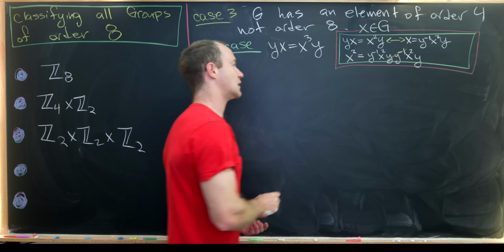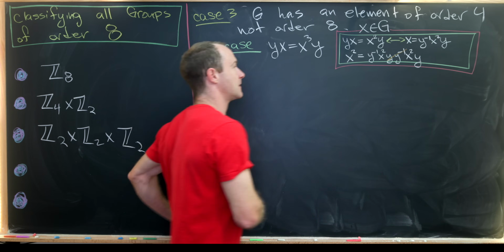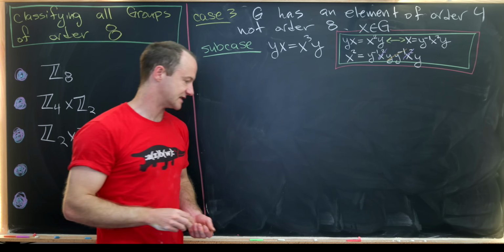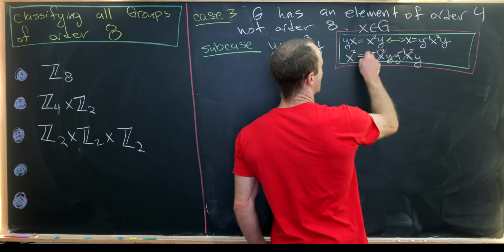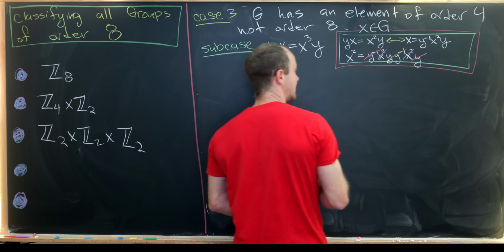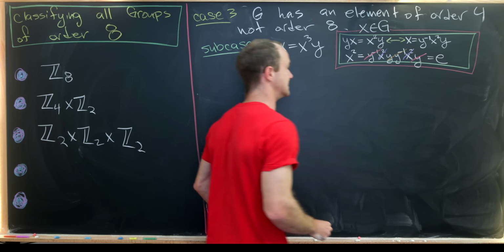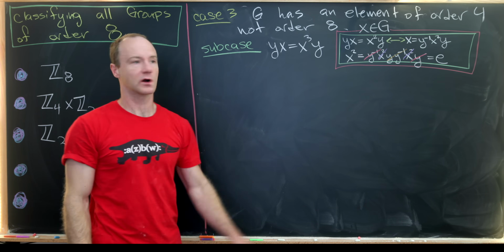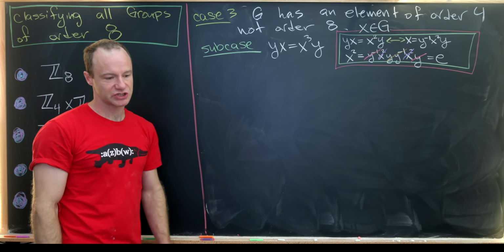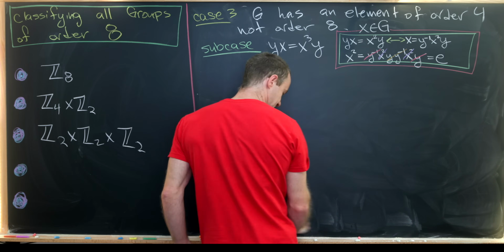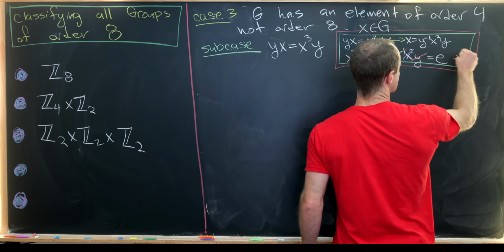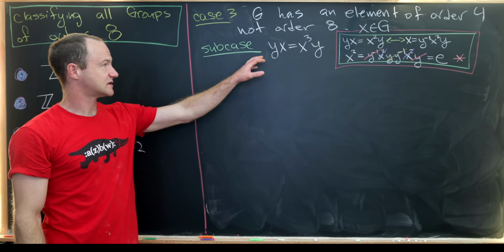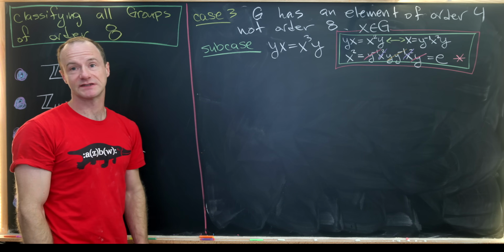So y times y inverse, that's the identity. And then x squared times x squared is x to the fourth, which is the identity because it has order 4. And then y inverse times y is the identity. So we end up with x squared as the identity, which contradicts the fact that x has order 4, because this would say that x has order 2. Okay, so like I said, that just brings us to an immediate contradiction, meaning that this setup is impossible. So that leaves us with just this case when yx equals x cubed y.